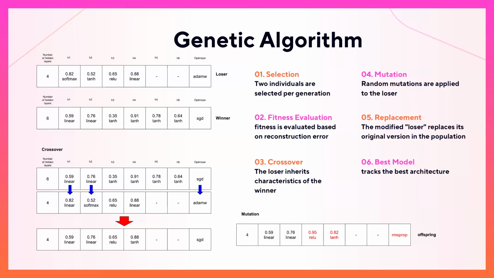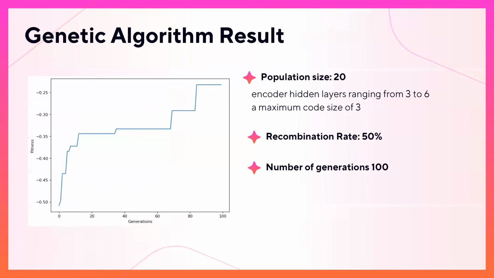Based on the fitness score, the one with the lower reconstruction error is the winner. For crossover, the loser inherits some of the winner's chromosomes. During the mutation stage, random mutation is applied to the loser, and then the new modified loser replaces the original version in the population. We calculate the reconstruction error of this new child and track the best architecture. Once we end, we should have a promising model from the genetic algorithm.